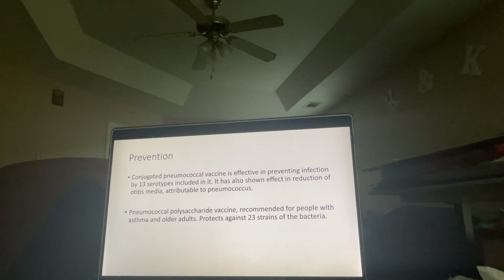attributable to pneumococcus. And the other vaccine is the pneumococcal polysaccharide vaccine, recommended for people with asthma and older adults. Protects against 23 strains of the bacteria.